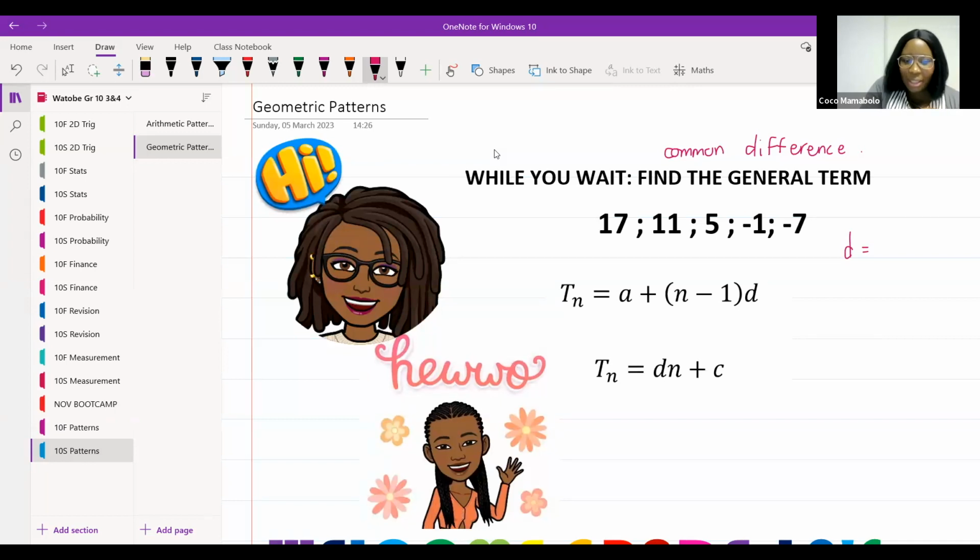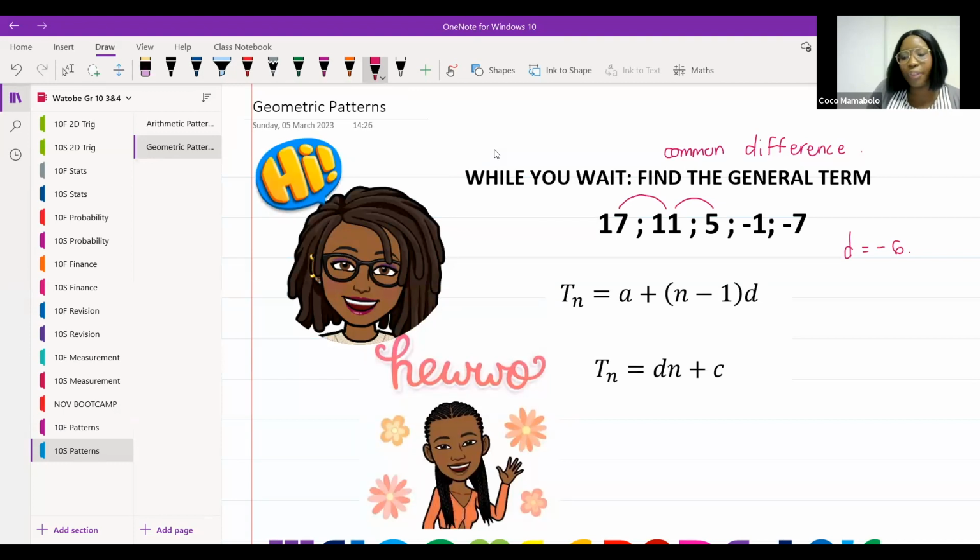Oh, Mirila, you missed it by one. Akwando, you missed it by one. Good, Cassidy, not just 6. Remember, 11 minus 17 and 5 minus 11 is going to give us -6. Our common difference is -6.